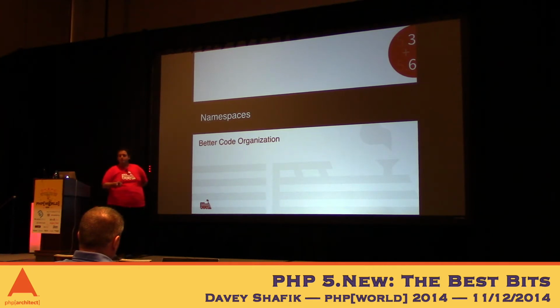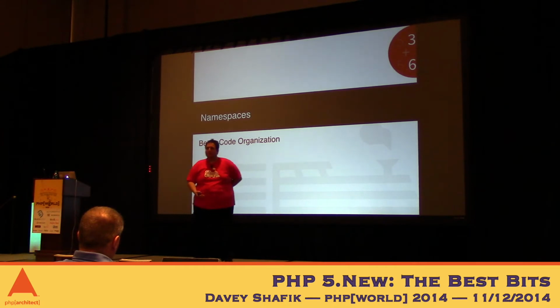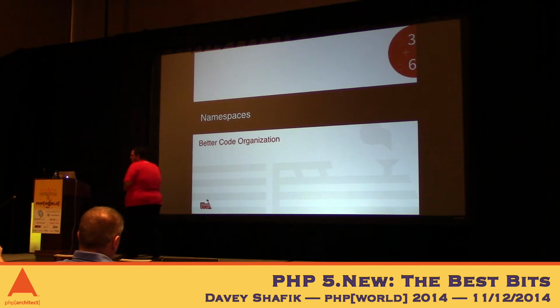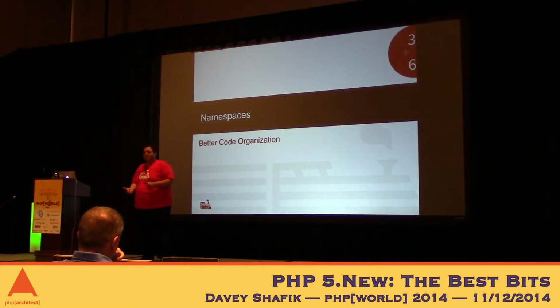So namespaces. Better code organization is kind of the goal, mainly to avoid naming collisions and allows you to alias long names. So if you ever used PHPUnit back in the day, some of those class names were ridiculously long. This is a way to kind of help that. So namespaces must be defined at the top of the file. So whatever namespace you're in must be defined at the top of the file unless you're using curly brackets to enclose the code, which you would typically only do if you were doing multiple namespaces in a file, and I would highly recommend against it. So just go with namespaces at the top.